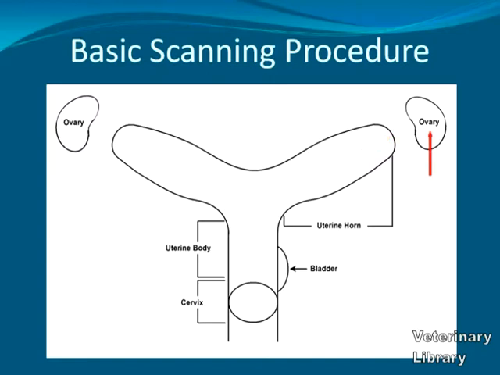After having fully scanned that ovary, follow the uterine horn back down to the uterine body and then rotate up the opposite horn to its termination point, and then rotate a bit further to find and scan the other ovary.